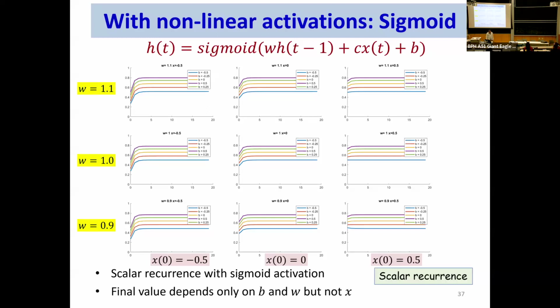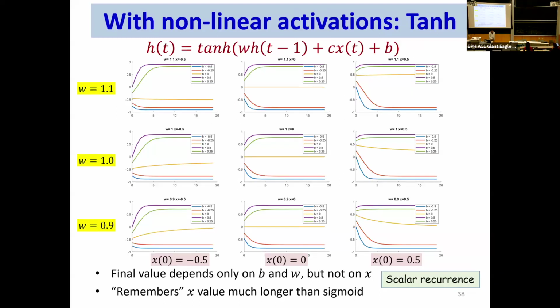So maybe this is a problem of the sigmoid. Let's try other activations. Here's a tanh, same case, right? And what do we find here? You find that within any row, the figure is the same at the end. The vertical scales are slightly different, so they may look different. But within any row, you will find that the values of these curves are the same after about 20 time steps. Now, there is a difference between the 3 rows, which means that the final value that's remembered is a function not merely of the bias, but also of the weight. But what it is not a function of is the input x.